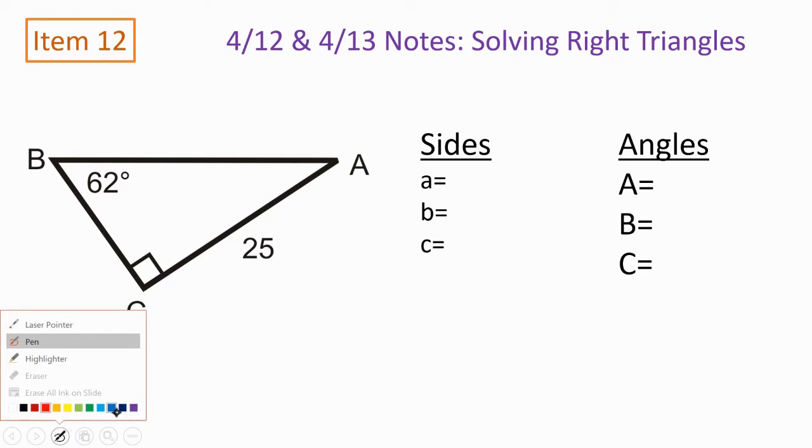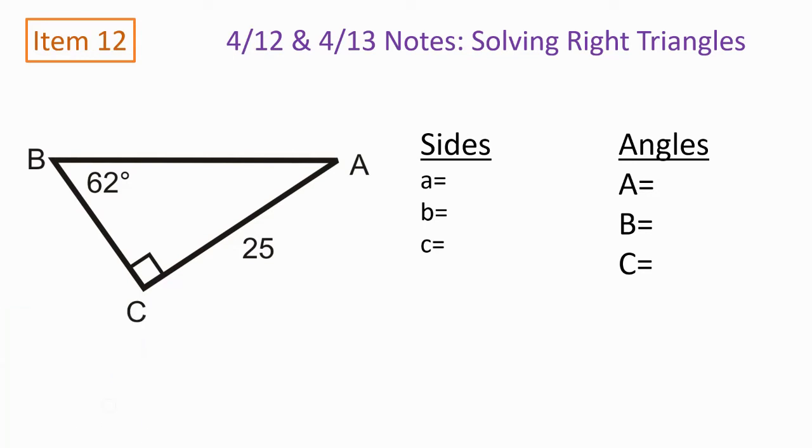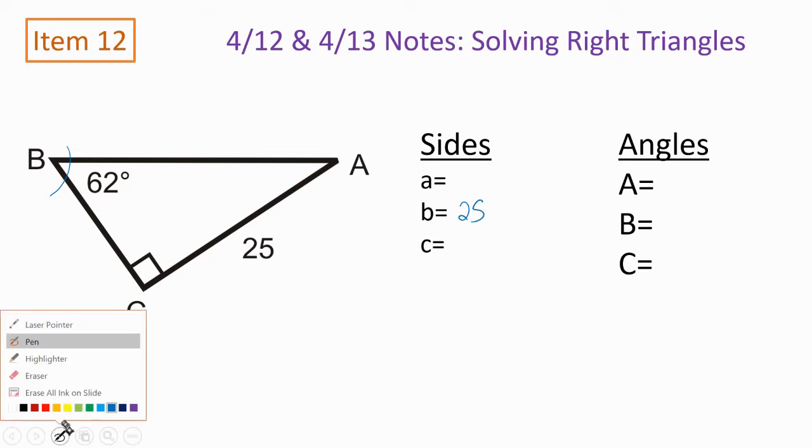Label all of what's given to you. I know what side B is. Side B is going to be opposite angle B, so this is going to be 25. We don't know any other sides of that triangle. Label your angles. We do not know what angle A is.